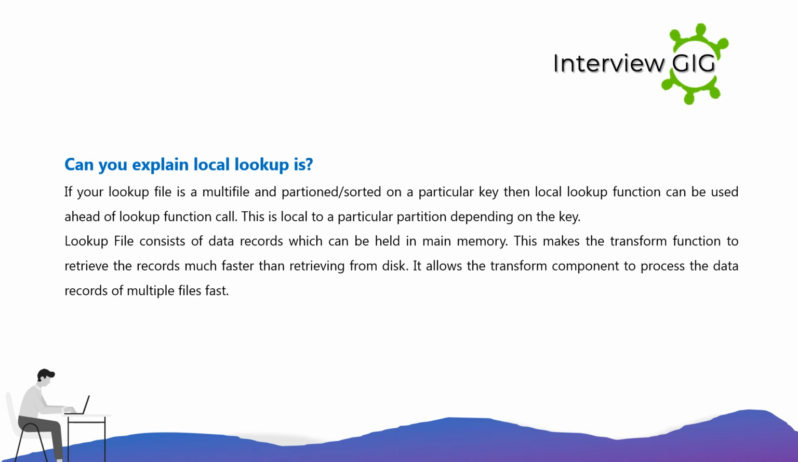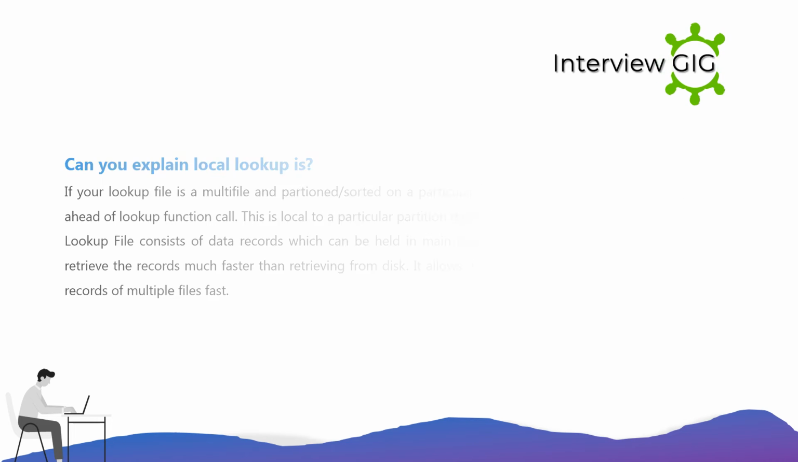Can you explain what a local lookup is? If your lookup file is a multifile and partitioned, sorted on a particular key, then the local lookup function can be used ahead of the lookup function call. This is local to a particular partition depending on the key. A lookup file consists of data records which can be held in main memory. This makes the transform function retrieve the records much faster than retrieving from disk. It allows the transform component to process the data records of multiple files fast.